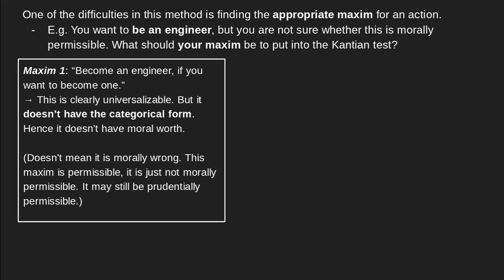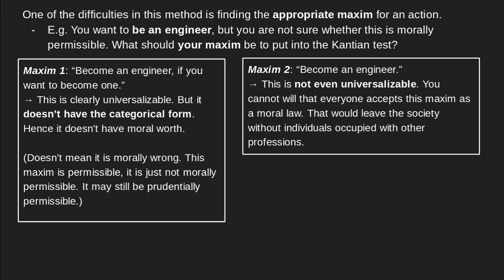That's the idea. But how do I know that this is my maxim? Maybe my maxim is this: when I want to be an engineer, just become an engineer. Because in the first maxim, the criticism was that it doesn't have the categorical form, the form of a command. Now I changed it to have the form of a command. Now "become an engineer" is the command, the categorical form that Kant wants us to use. So maybe my maxim has this formula, and this is the maxim that I'm following. But this is not even universalizable. You cannot will that everyone accepts this maxim as a moral law, as that would leave the society without individuals occupied with other professions. So "become an engineer" cannot be a moral law that you want everybody to follow. That's why this maxim is not permissible.